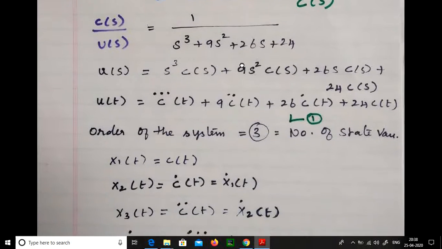Now, just by doing cross multiplication, U of s into 1 is equivalent to s cube C of s plus 9s square C of s plus 26s C of s plus 24 C of s. 24 is a constant value, so 24 into C of s.